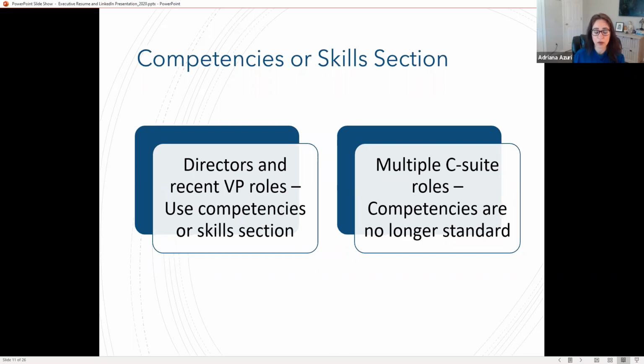However, if you're that perennial CEO, CFO, CTO, and you've been in your third VP or SVP role, then you no longer need those competencies, because you're probably going to have a lot of metrics and a lot of results where that's going to be highlighted.